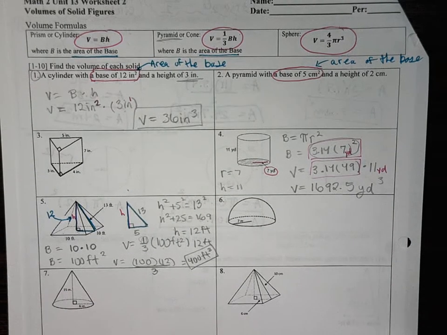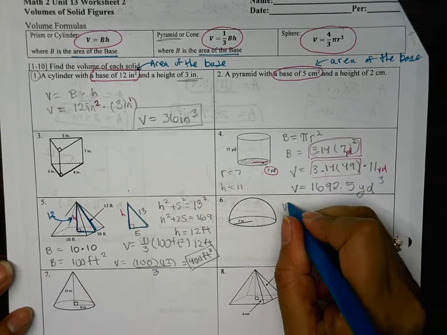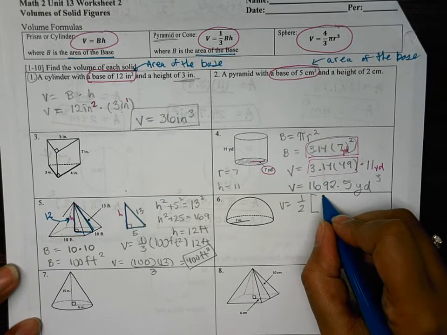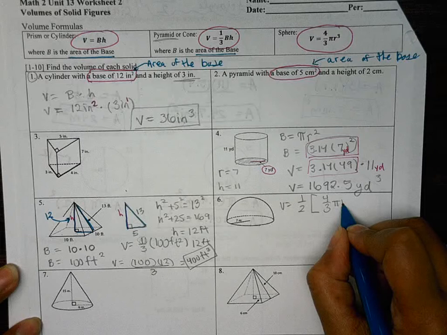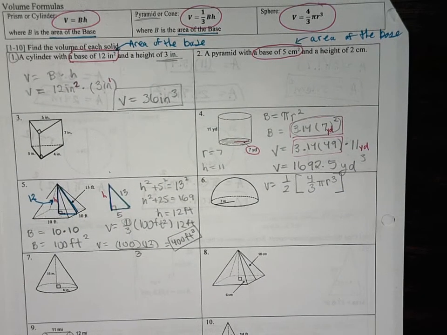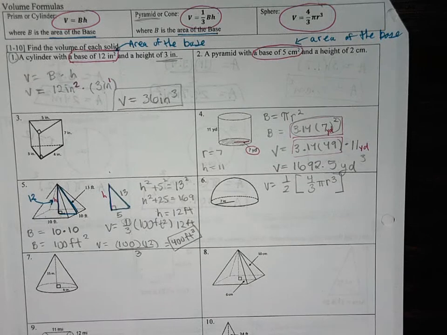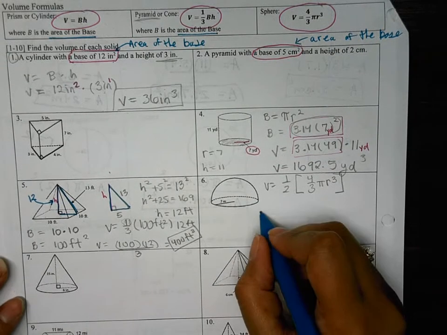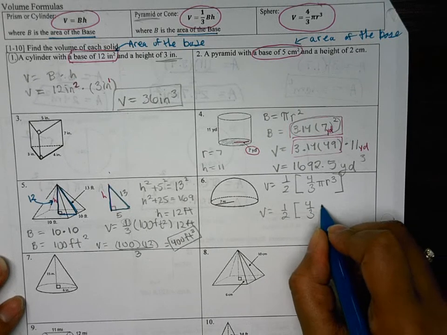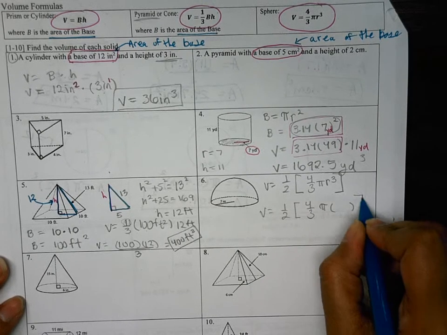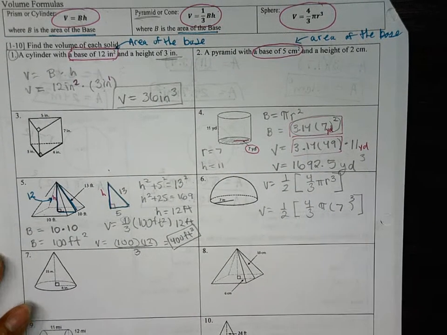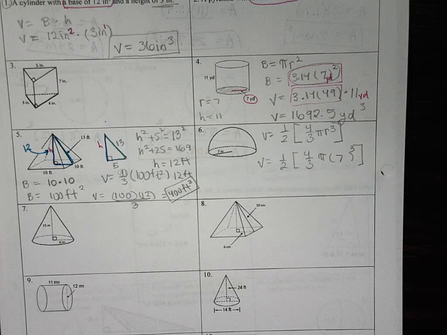Is cutting in half the same as multiplying by 1/2? Yeah? So if I set the volume equals half of my volume for the sphere, 4/3 pi r cubed. Do you guys see how that worked? Yes? Okay. There is no area of the base here, so 1/2 4/3 pi, what is r in this picture? Does everyone agree it's 7?